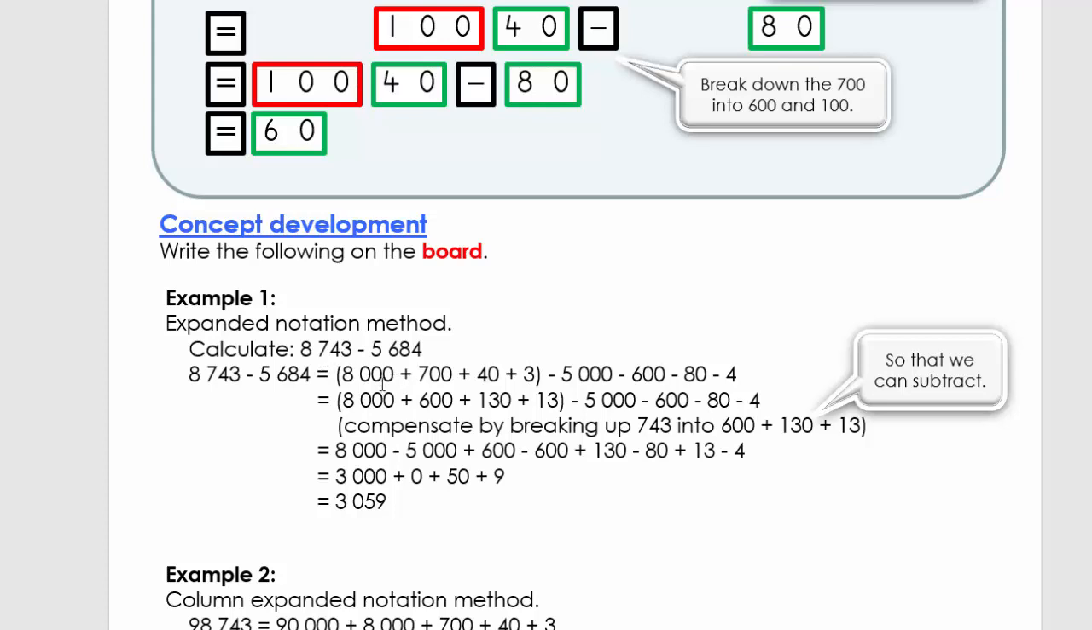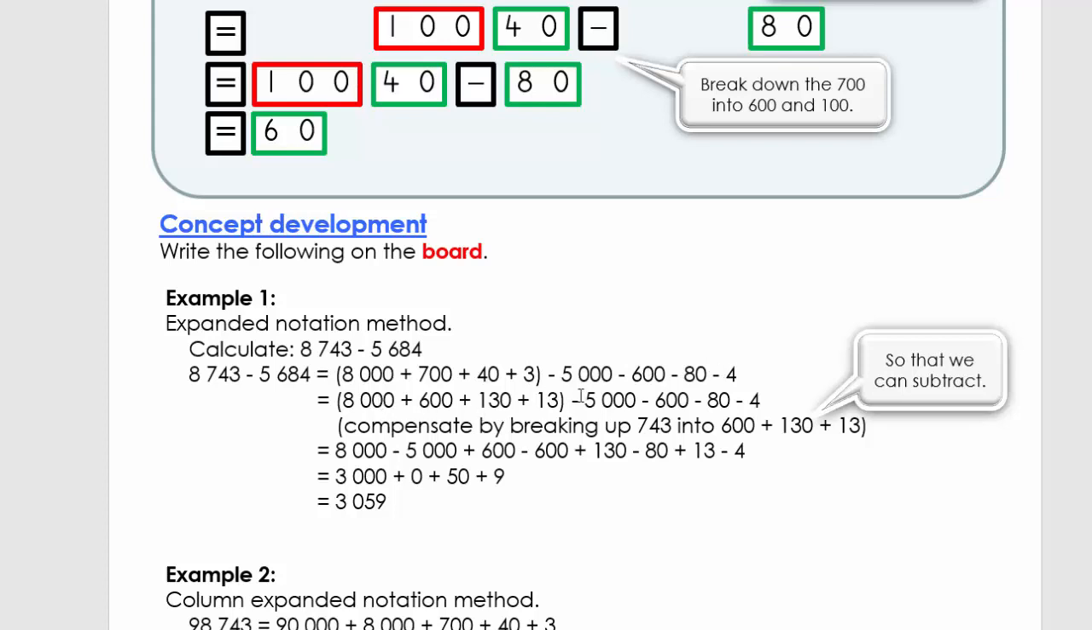Okay, so the first one is 8,743. So we've got 8,000 plus 700 plus 40 plus 3. What we need to do is subtract 5,000 from there, then 600 from that first number, then 80 from the first number, and then 4 from the first number. And that's what we did here. We got the first number written out in expanded notation, and then we subtracted 5,000, then 600, minus 80, minus 4. So let's quickly start.